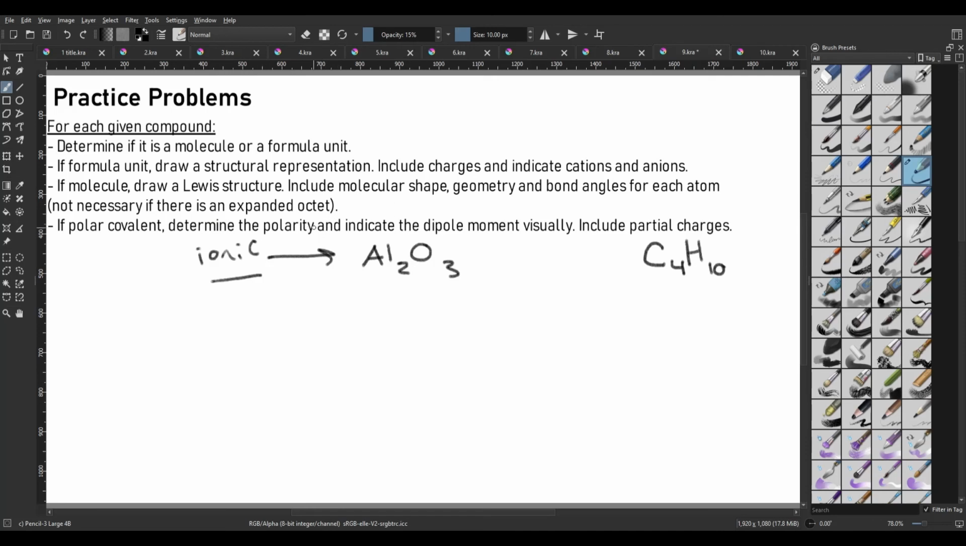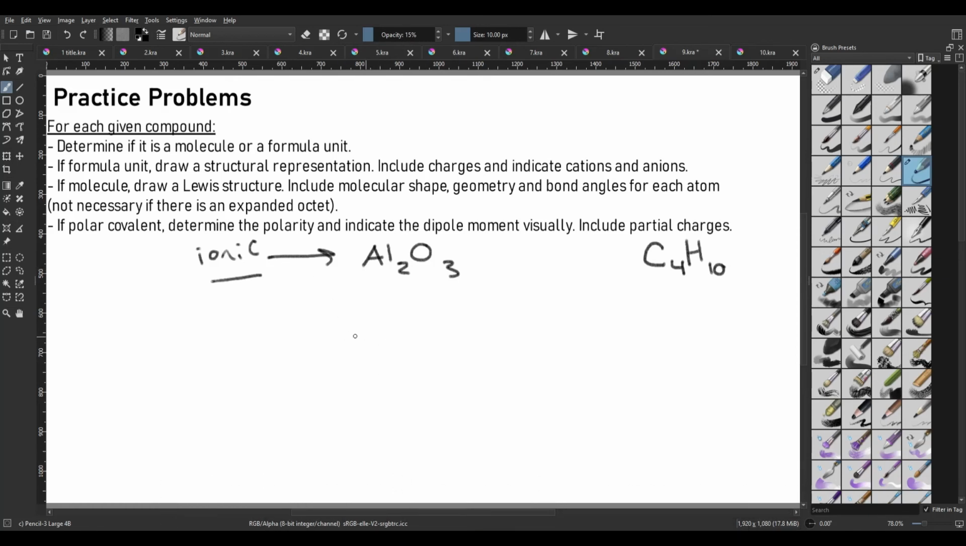If it's a formula unit, draw a structural representation. So what does that mean? What do ionic compounds form? Ionic compounds form lattices between their ions. So aluminum forms a 3+ ion. In this instance, oxygen forms a 2- ion. So 6 plus -6 is 0, and this is why the compound is balanced in this way. Two aluminums per three oxygens. Formula unit, not molecule, excuse me.